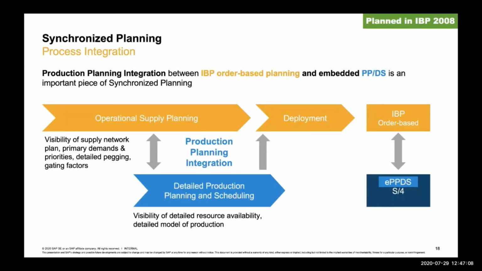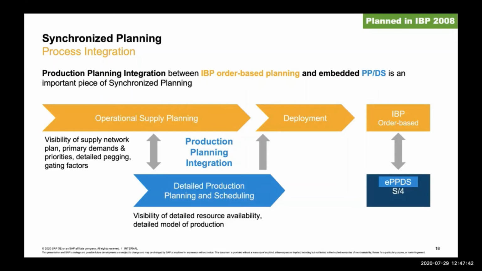Okay, so moving forward on this topic of synchronized planning. Fundamentally, as the name suggests, it's about synchronizing our network plan and our plant-centric plans. This first integration scenario will be introduced with IBP 2008 and, as I mentioned, with the 2020 S/4HANA release. So this is the first delivery on this topic, and it will continue to expand. The first integration scenario will be called Detailed Scheduling Delegated. In this case, IBP order-based planning owns the production process while embedded PPDS does scheduling and sequencing.